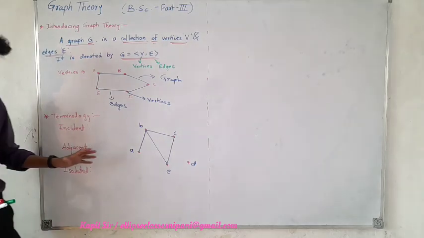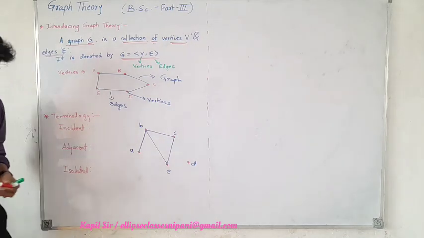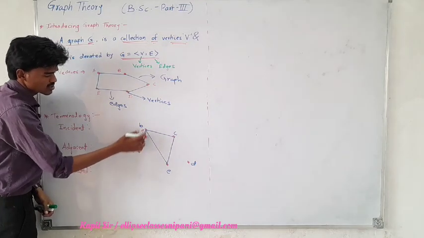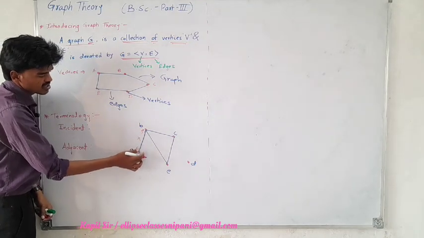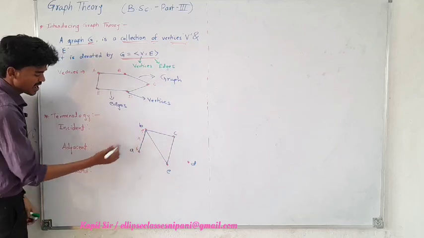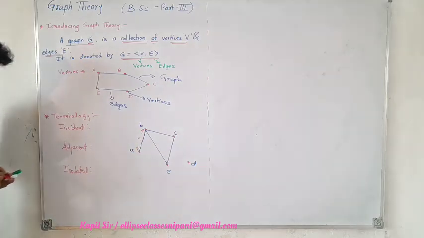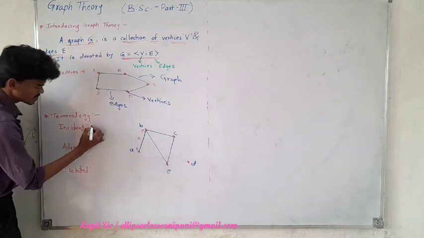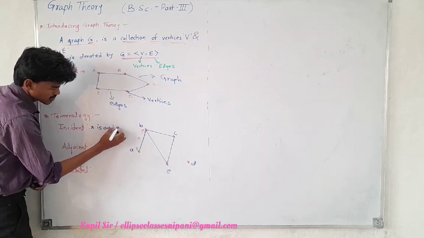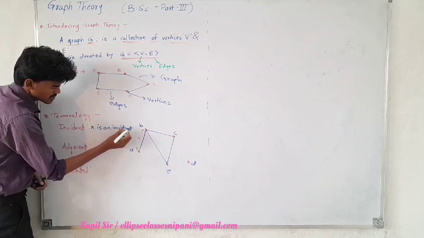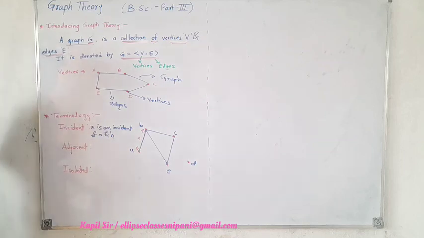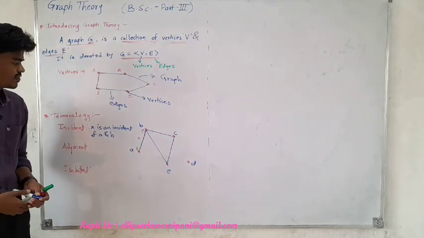So let us define what we mean by incident. Between A and B there is this line, and I will define this edge as X. X is my incident between A and B. So I'll define it like this: X is an incident of A and B.